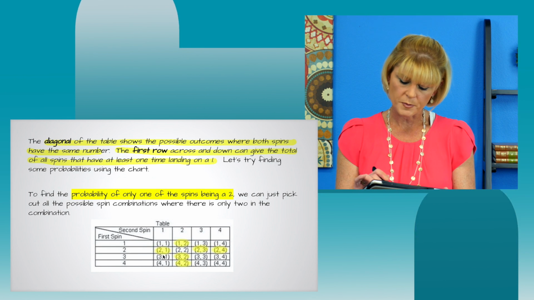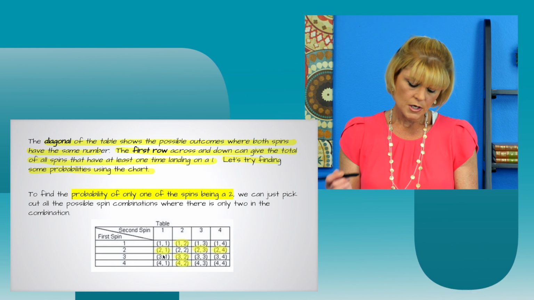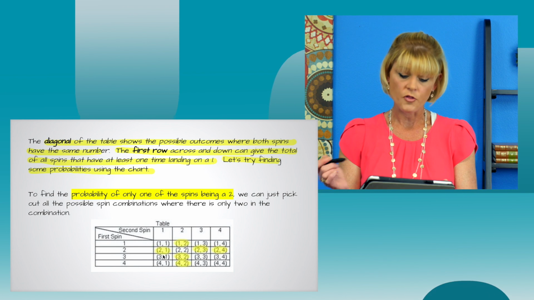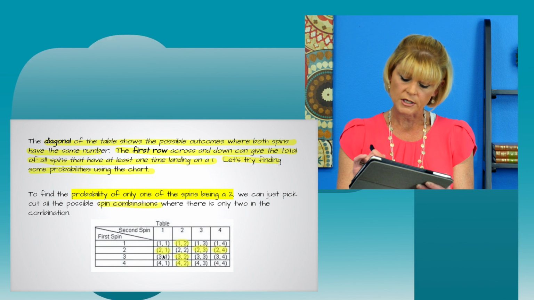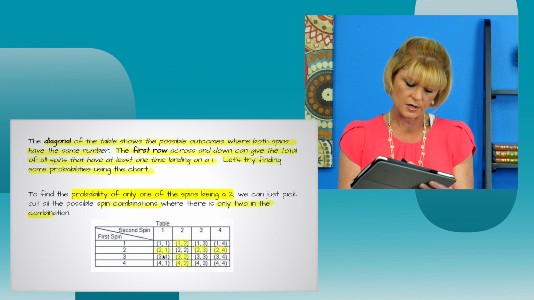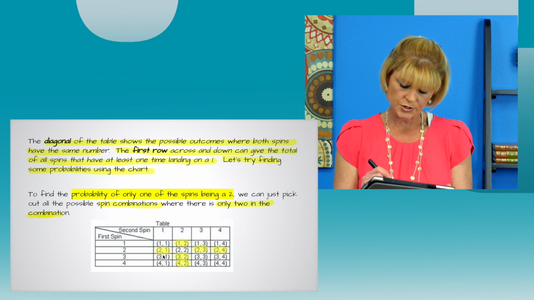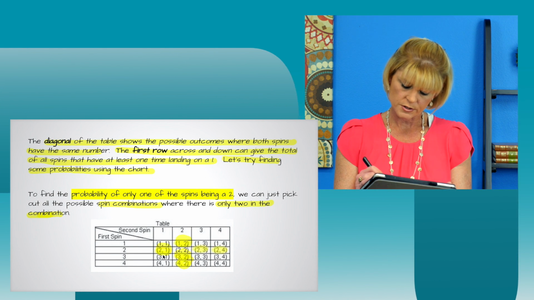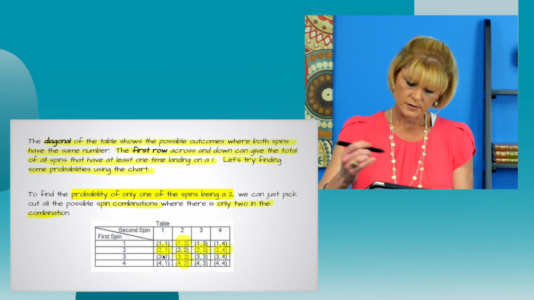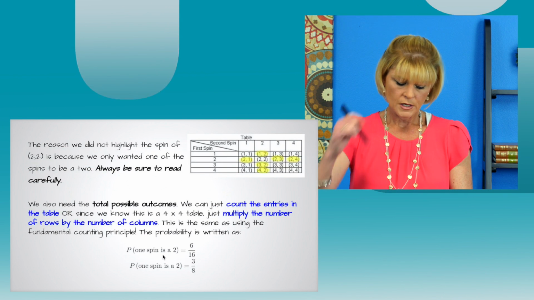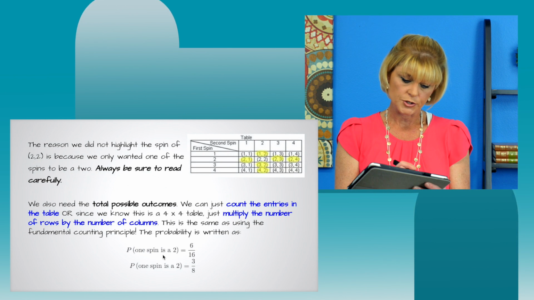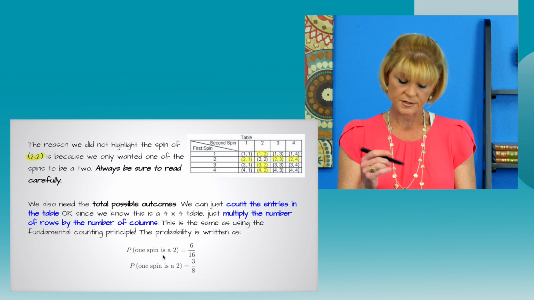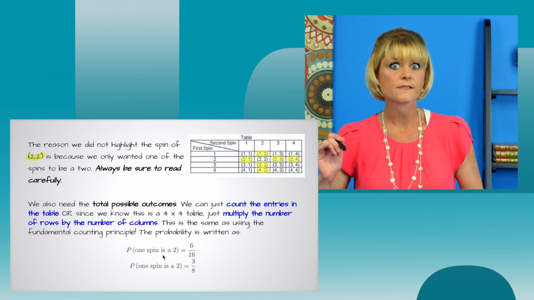So let's try finding some probabilities on this chart. To find the probability of only one of the spins being a 2, we can just pick out all the possible spin combinations where there's only one 2 in the combination. So the ones that are highlighted here have a 2. You've got 2 and 1, 1 and 2, 3 and 2, 4 and 2, 2 and 3, and 2 and 4. Super easy to find in a table. Now the reason we didn't highlight the spin of 2,2 is because we only wanted one of the spins to be 2. So read the questions very carefully.